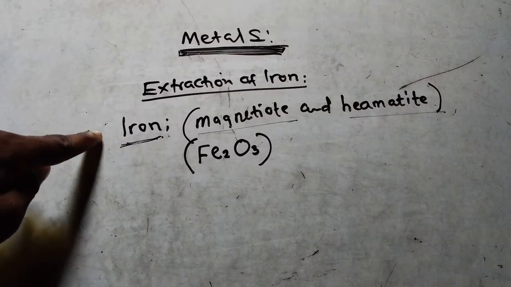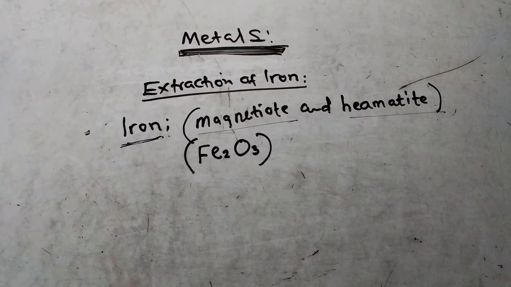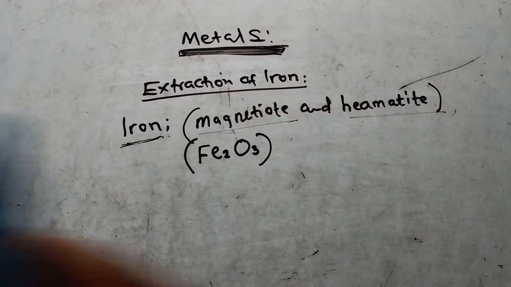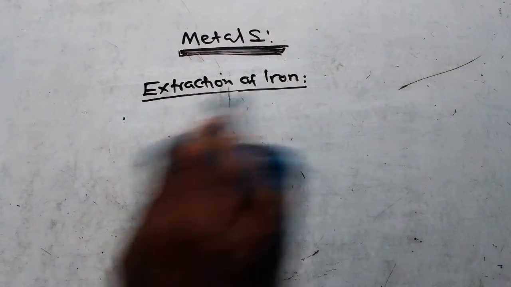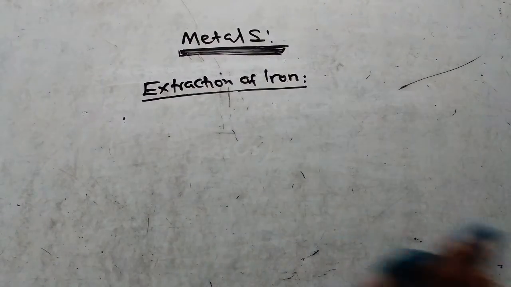Why are we using the reduction method? Because iron is less reactive. That's the reason why we are using the reduction method. Now this iron is being extracted from the blast furnace, using carbon monoxide as a reacting agent. Now, how is it being done? Let me illustrate to you how we do the extraction of iron.